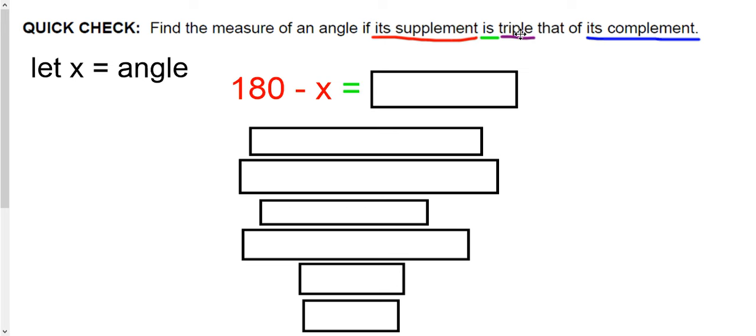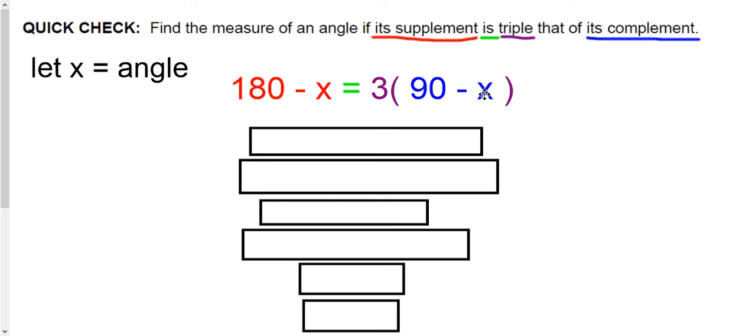Triple means what? 3 times. So here's 3 times something. What? Triple that of its complement. So let's see its complement. If x is the angle, the complement is 90 minus x. So this is it again. Its supplement, which we write 180 minus x, is triple, 3 times something. 3 times what? Its complement, which is 90 minus x.